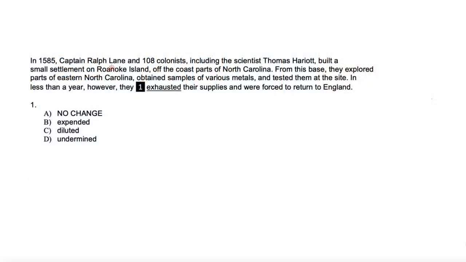In 1585, Captain Ralph Lane and 108 colonists, including the scientist Thomas Harriot, built a small settlement on Roanoke Island off the coast parts of North Carolina. From this base, they explored parts of eastern North Carolina, obtained samples of various metals, and tested them at the site. In less than a year, however, they exhausted their supplies and were forced to return to England.